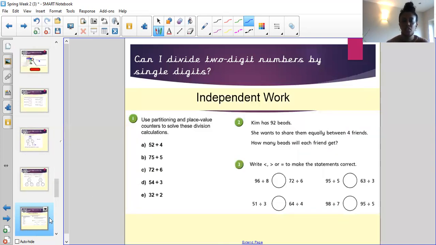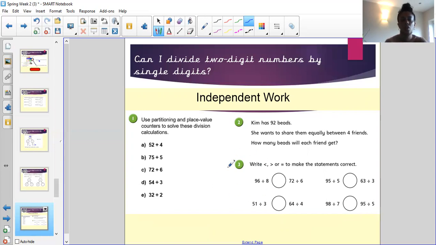Okay, and we head over to our independent work. So you have 3 activities to try and complete today. It says using partitioning and place value counters to solve these division calculations. Then you've got a written question to try and work out. And then you have challenge number 3, which asks you to work out the answers first and then decide if it's more than, less than, or the same, or equal to, with question number 3.